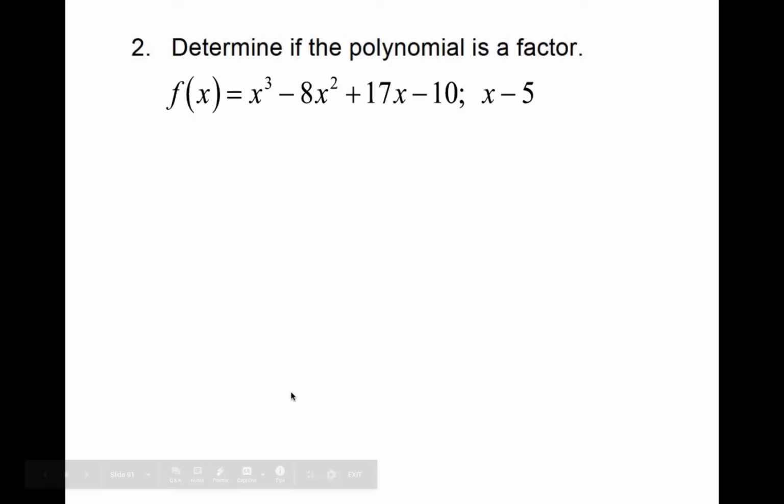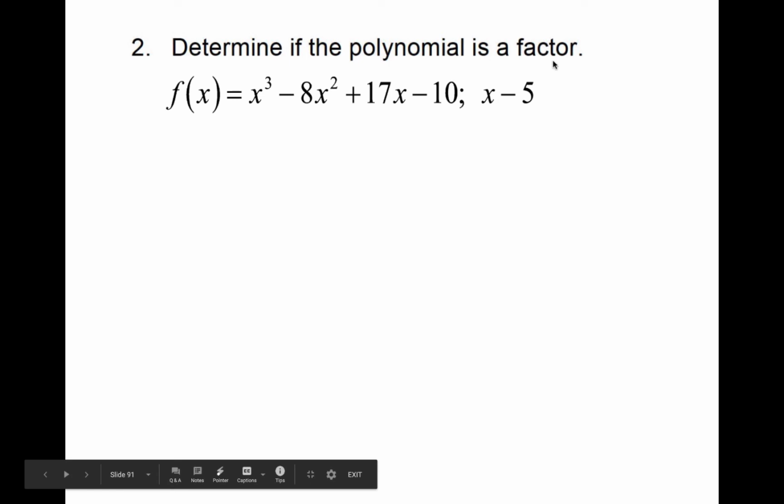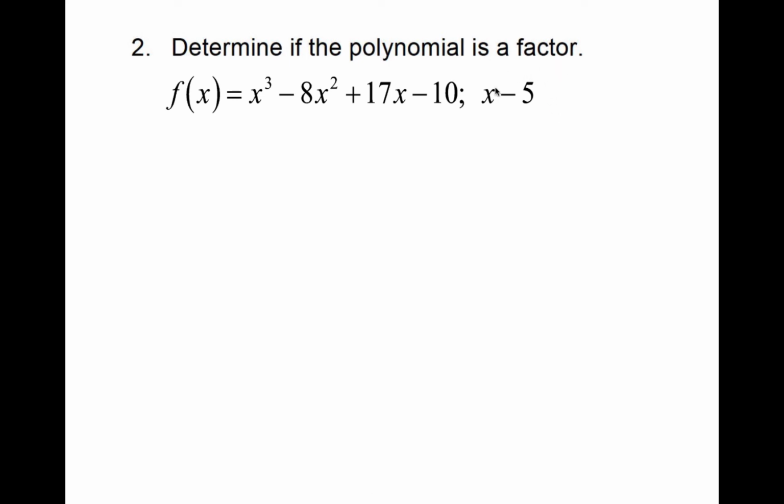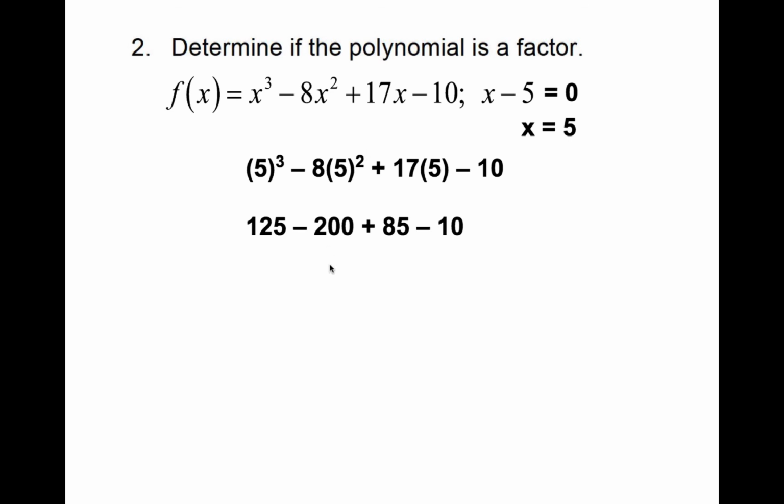So let's look at number 2. It says to determine if the polynomial is a factor. So we're going to set this factor equal to 0, and I'm going to get 5. When I plug the 5 into the polynomial, it should tell me what the remainder is. So 5 times 5 times 5 is 125, minus 8 times 25 is 200, and then 17 times 5 is 85. And then we simplify this, I get 0. Well, if I'm getting 0 as my remainder, that means it's a factor. So yes, it's a factor.